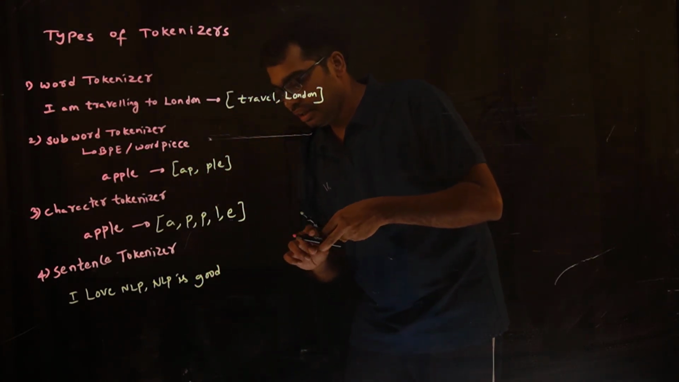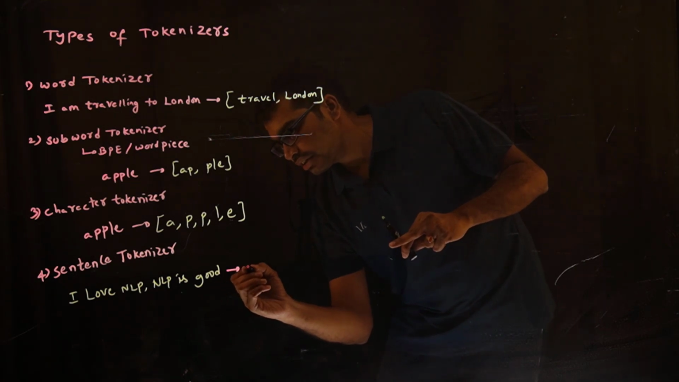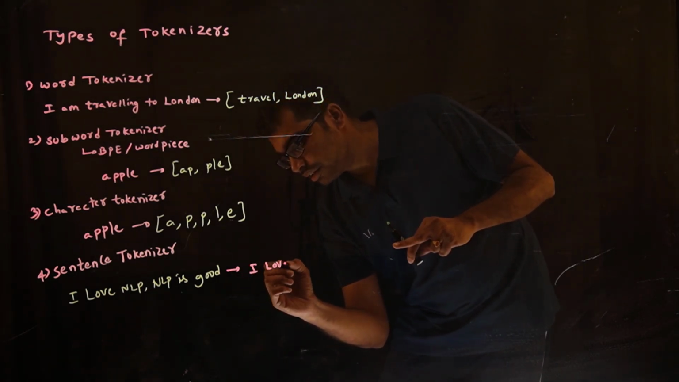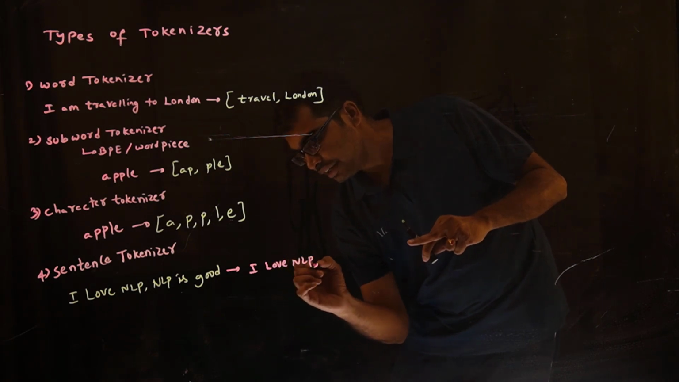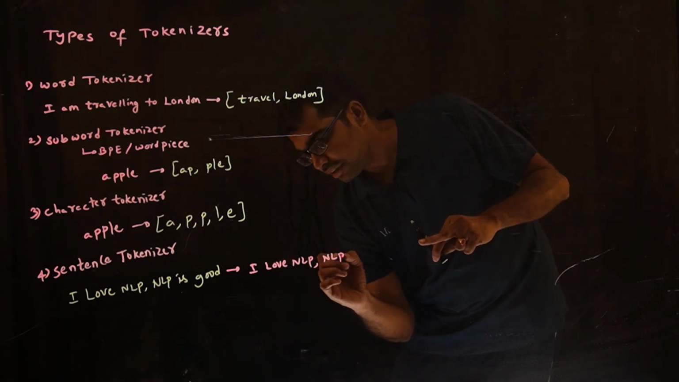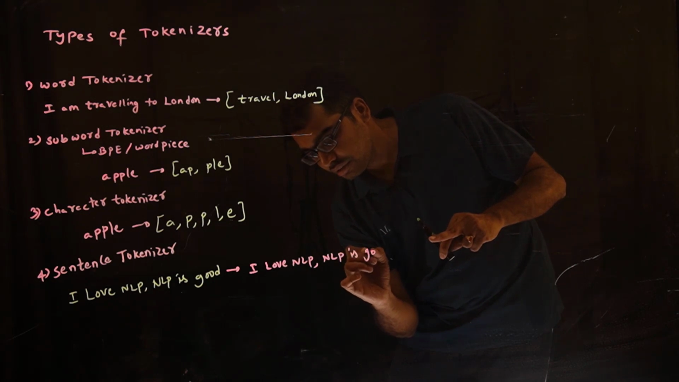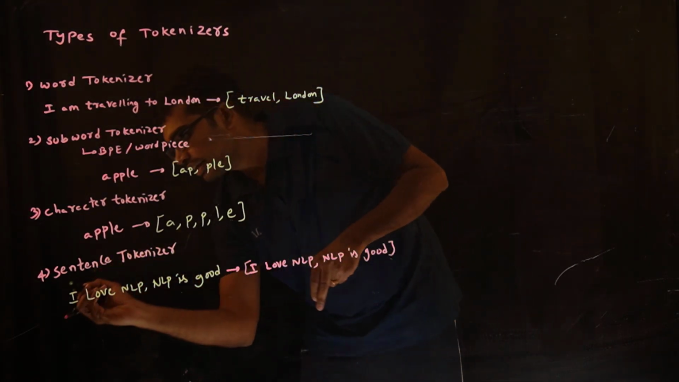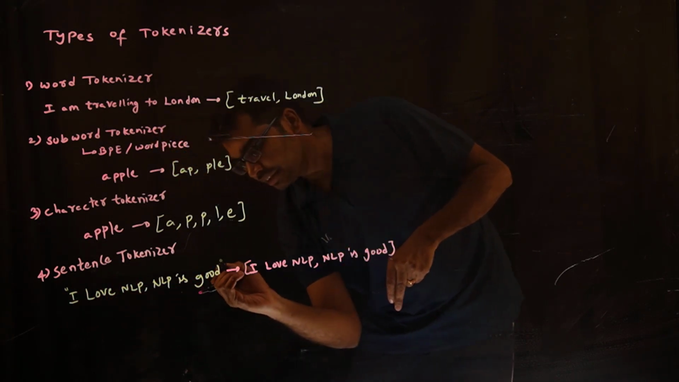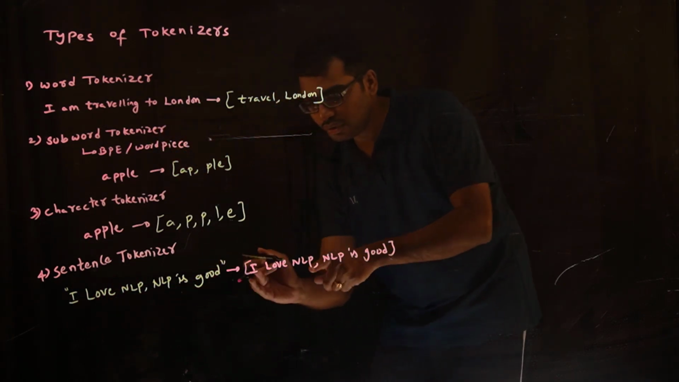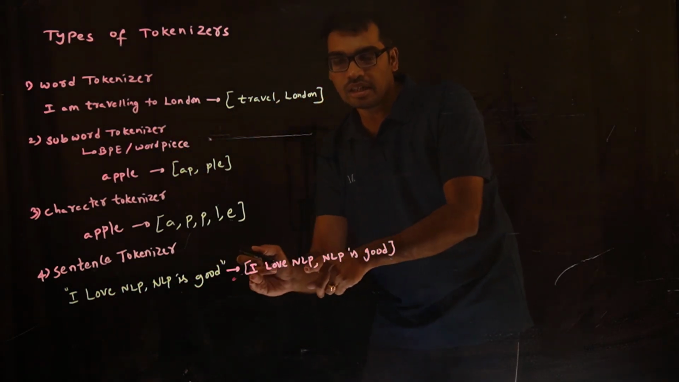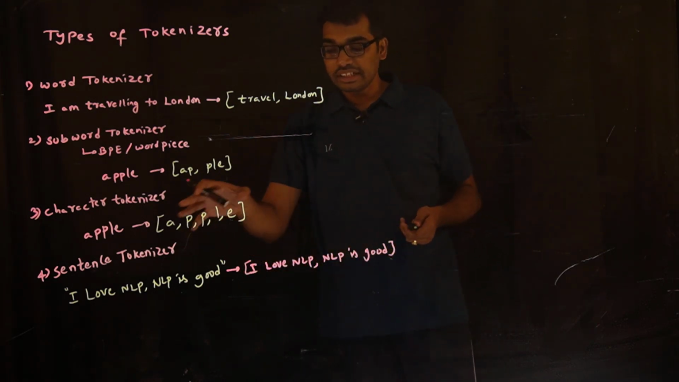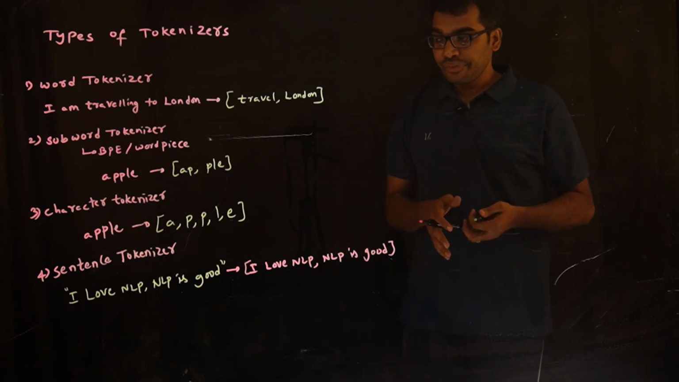So this is the text you got. Now you break this down into "I love NLP" and "NLP is good". Earlier this was completely one text, and now your tokens become two tokens: "I love NLP" is one token, and "NLP is good" is another token. That is what a sentence tokenizer is.